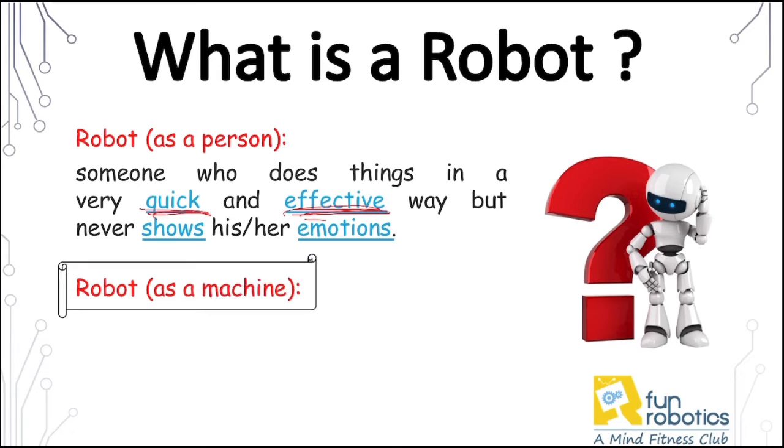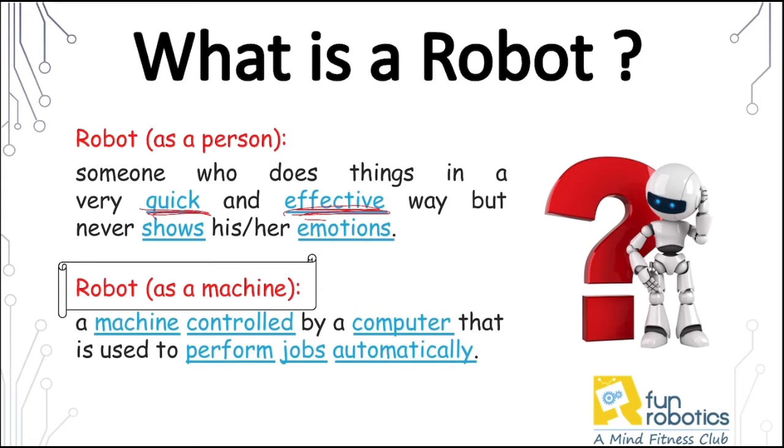Okay, moving on to defining a robot as a machine. It is a machine controlled by a computer. So here are our keywords: that is used to perform a job automatically. What does it mean, automatically? It means there is no need for any human interference to do the job. When we click the start button or the play button, the robot is going to do the work for us. Okay? I hope the difference between the two definitions is clear for you, amazing students.